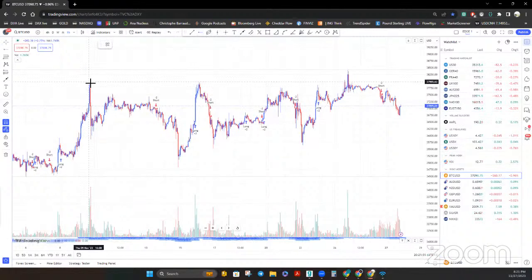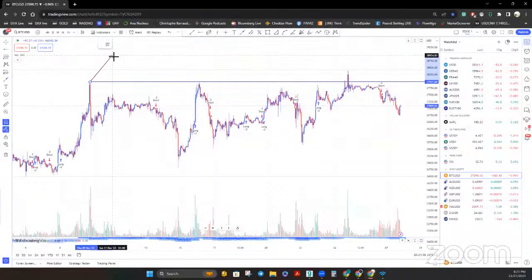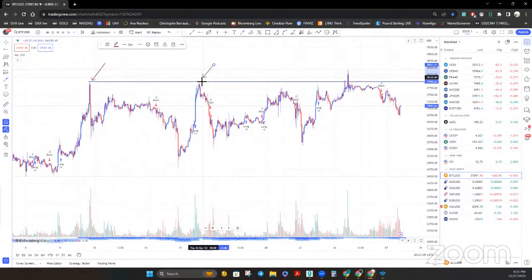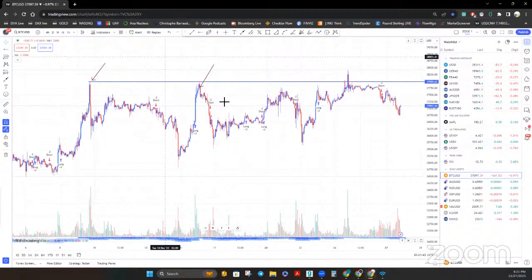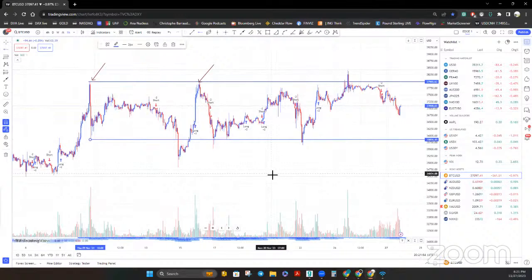If I mark my levels there, you can see that at these points here, we had our equal highs, right here. And same thing when you look to the lower part of the chart, you can also see that those points were quite clear. Right here, we also had those equal highs forming.